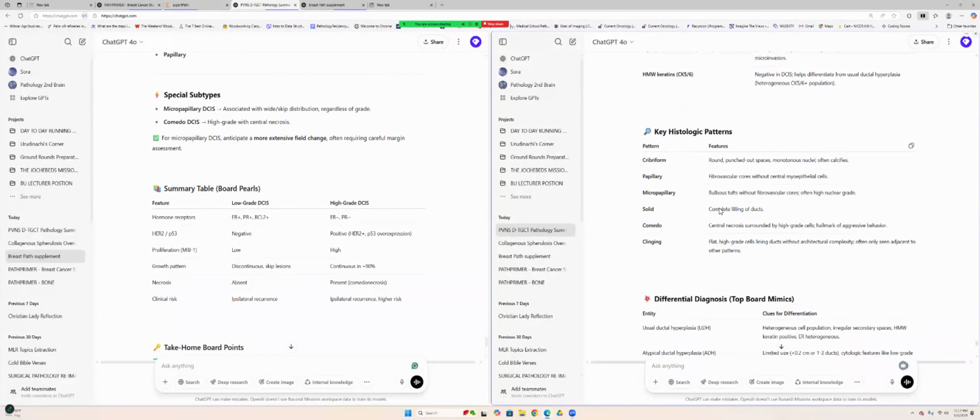So let's go to the histology patterns. We have the cribriform pattern, the papillary pattern. What will you see in the papillary pattern of DCIS? Papillary, macropapillary pattern, the vascular core, without central epithelial cells. Yeah, there will be a central core, but what will you see in the micropapillary pattern?